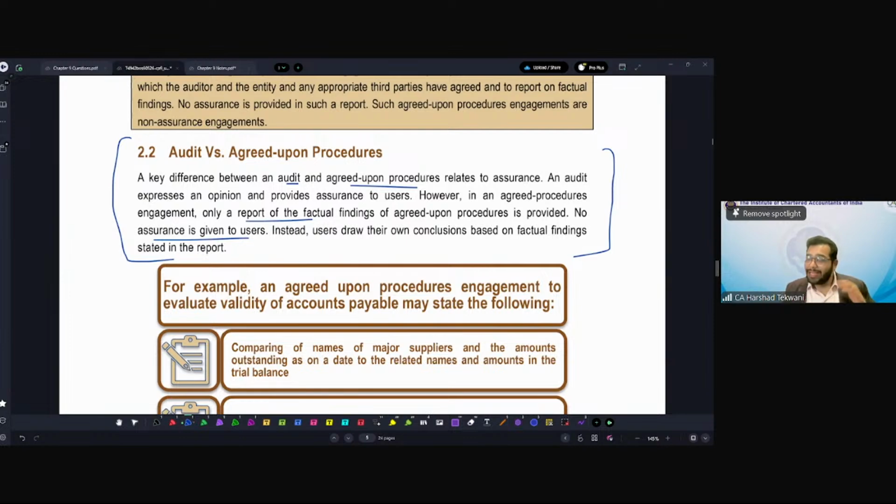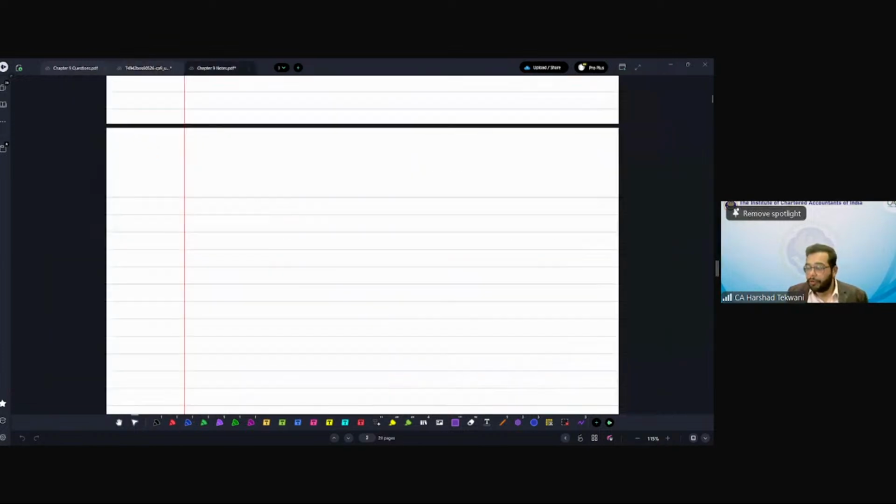Means there are certain things that the practitioner, the auditor, has to comply with when he is undertaking this particular engagement, because at the end this is an engagement. Okay, what are those things? I'll show you. So basically, when a practitioner and auditor is undertaking agreed upon procedures, he has to comply with general principles, which are there for the agreed upon procedures.